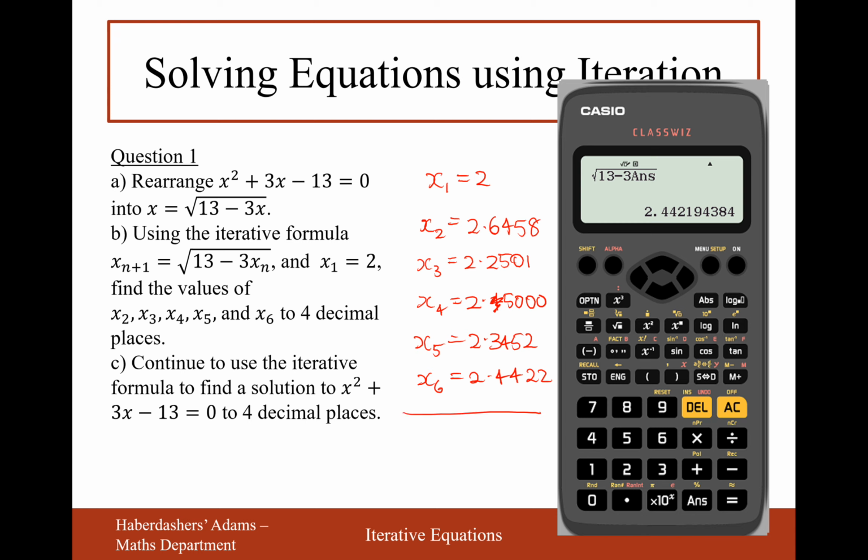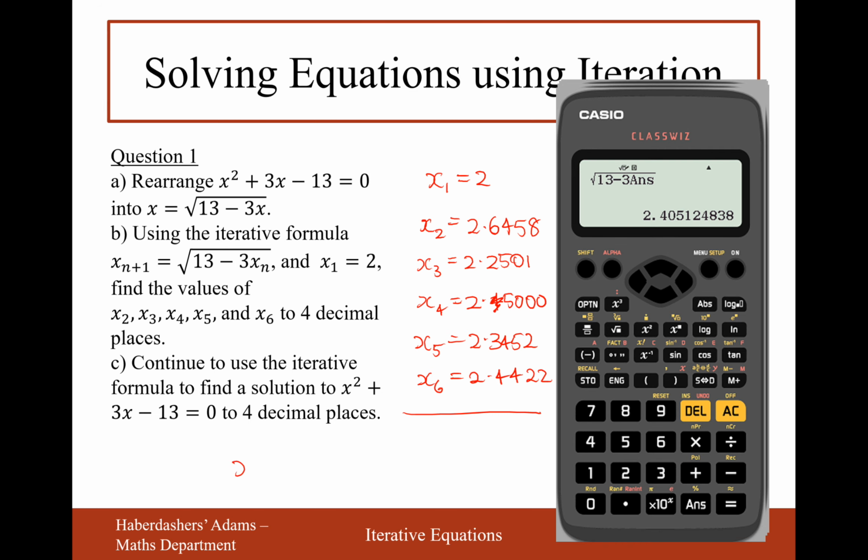Now moving on to part C, continue to use the iterative formula to find a solution to this equation that we started with right at the beginning, to 4 decimal places. Now what you have to do here, don't change anything on the calculator screen, just spam the equals button again and again until you get an answer that does not change. And that answer to this equation is 2.4051. And there we are.